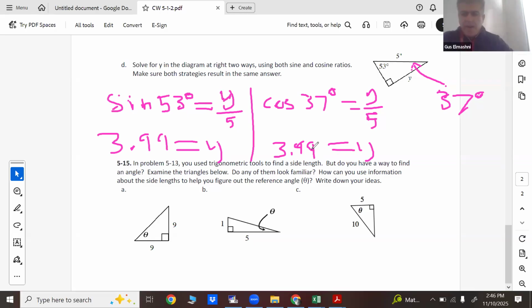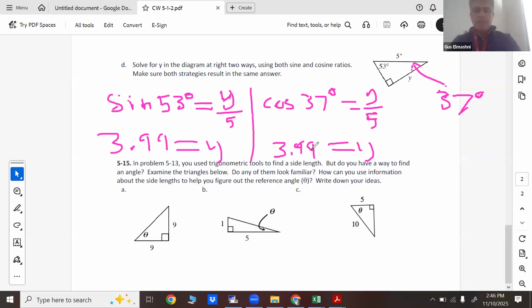All right, last one, 515. And then, yeah, we got a little downtime. In problem 513, use trigonometric tools to find side length. But you have a way to find an angle. Okay. Examine the triangles below. They look familiar. You can use whatever you need to do.